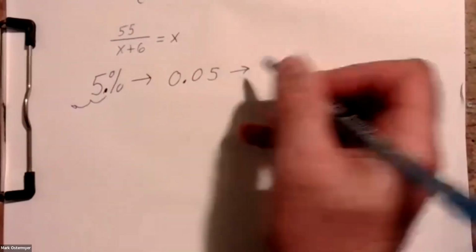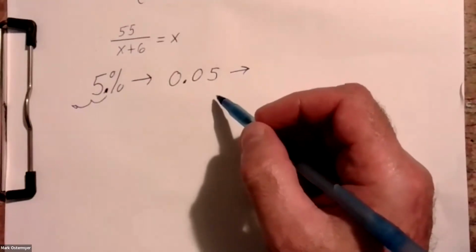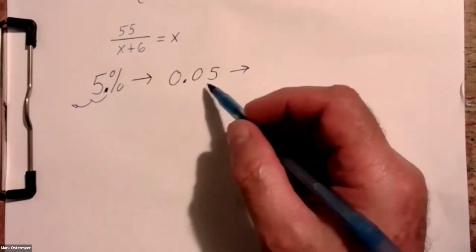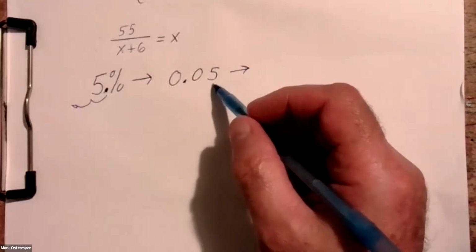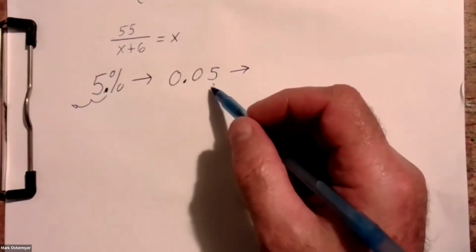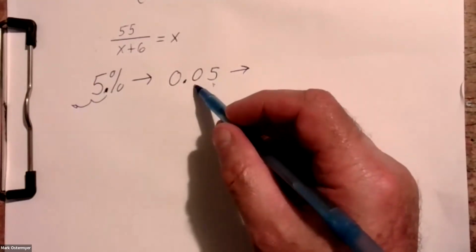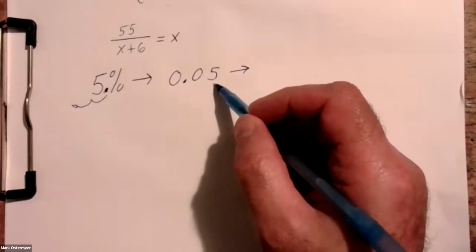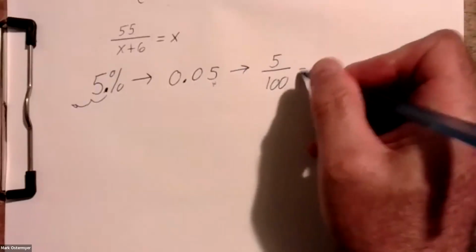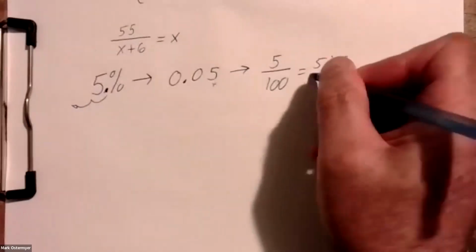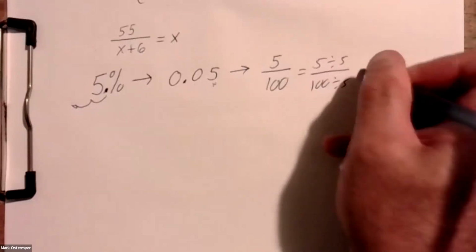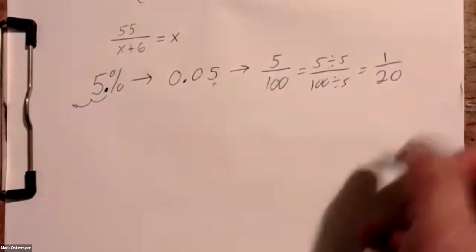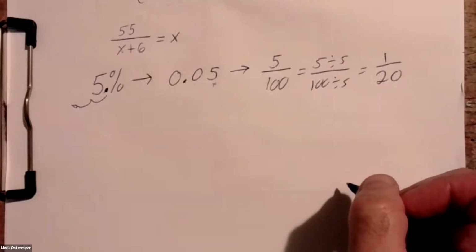Now, how do I read this as a decimal? Because the way I read it as a decimal is the way I'm going to write it as a fraction. 5 what? What place is this 5 in? Tenths? Hundredths. 5 hundredths. 5 over 100. And now we're going to reduce by 5, and we take it down to 1/20th. There you go. We converted that percent into a fraction.